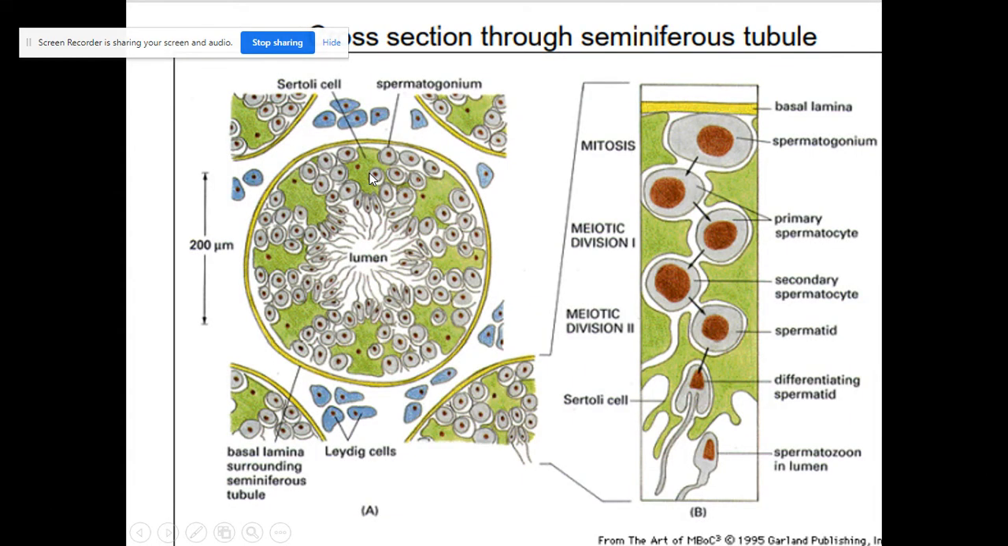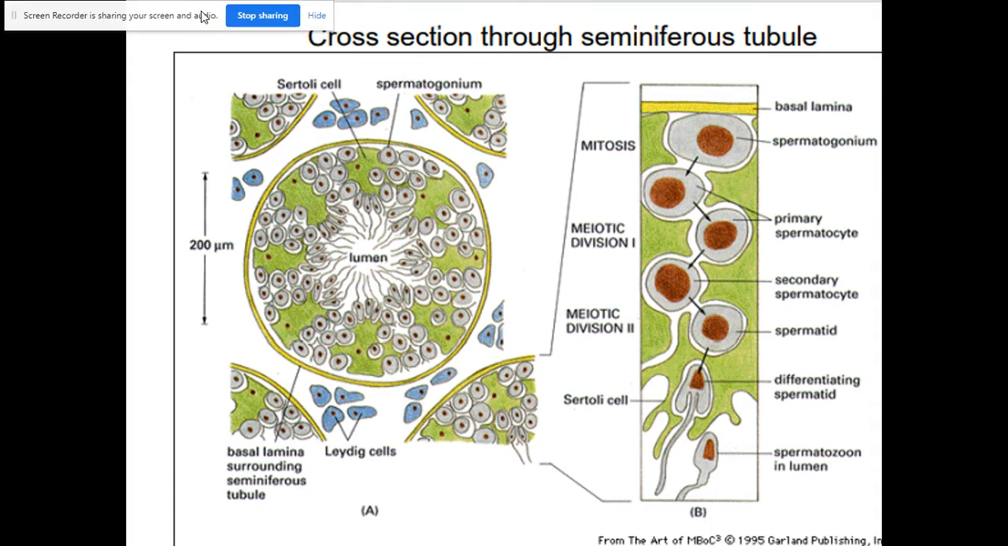I hope the short clip is clear, since it covers our last discussion regarding spermatogenesis, which we already discussed. This shows the cross section through seminiferous tubules. You can see the lumen here, the Sertoli cells, the spermatogonium, and then the Leydig cells.